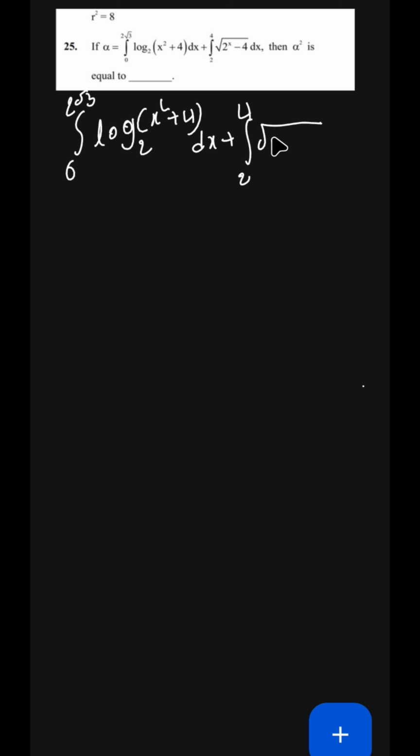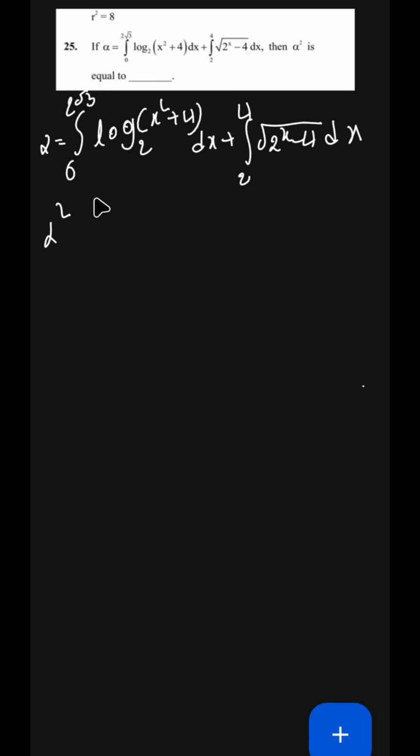Today we will discuss the last problem, the 25th problem of the April 2nd, shift 1 exam. Given the integral from 0 to 2 root 3 of logarithm base 2 of (x square plus 4) dx plus the integral from 2 to 4 of square root of (2 power x minus 4) dx, we need to find alpha square. Look, don't panic about these problems, because it is a very easy problem.